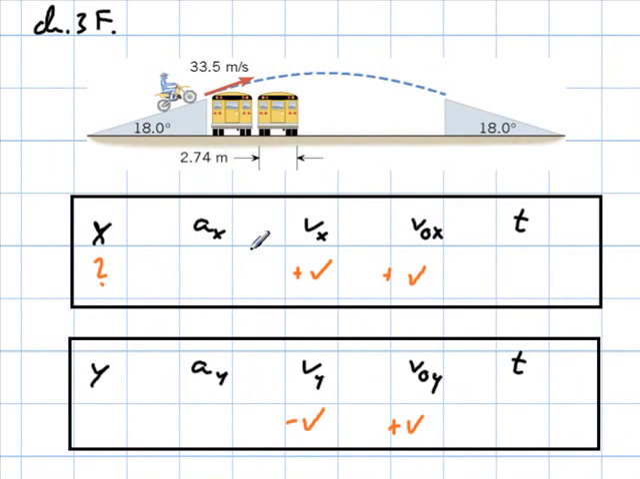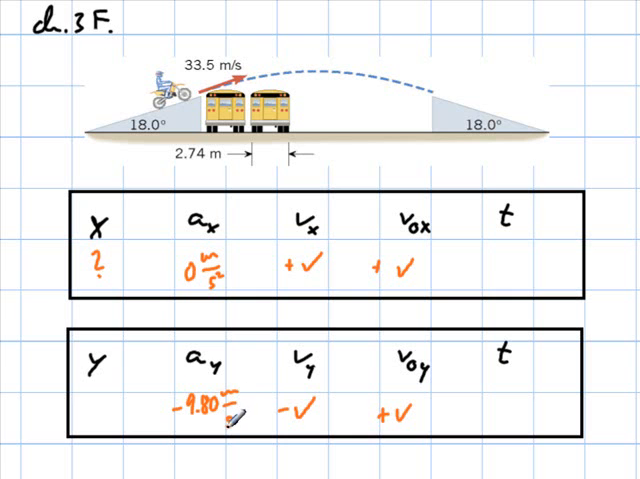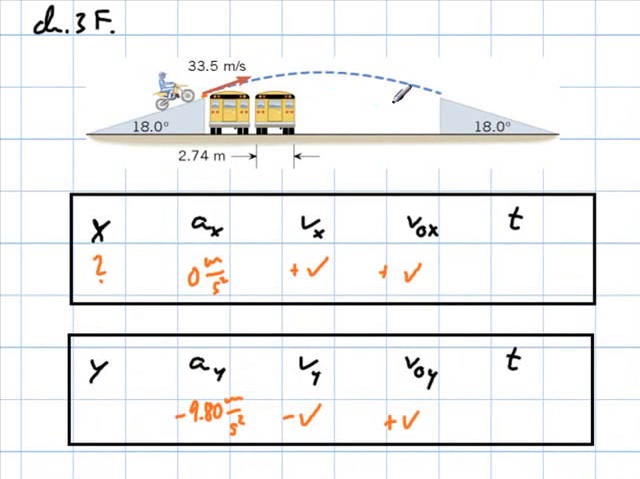Okay, acceleration in the x direction is 0 meters per second squared. Time, we don't know that. AY is negative 9.80 meters per second squared. And the vertical distance, they don't ask for the vertical distance to the peak. They ask about the distance from here to there, and that means the x distance, the range.